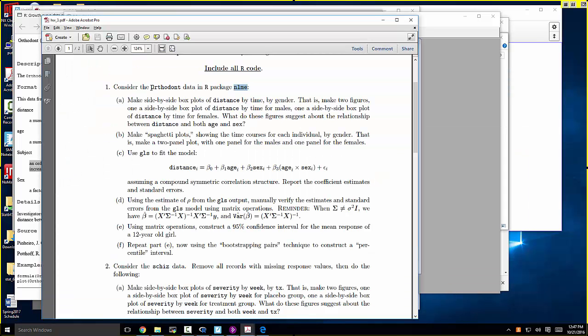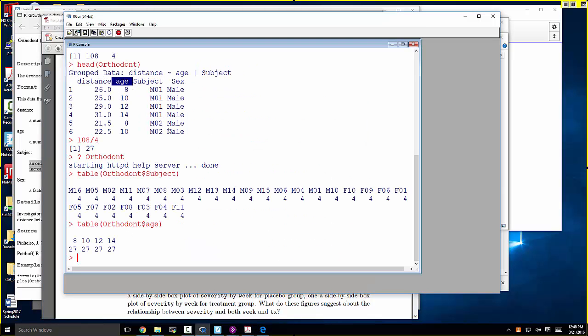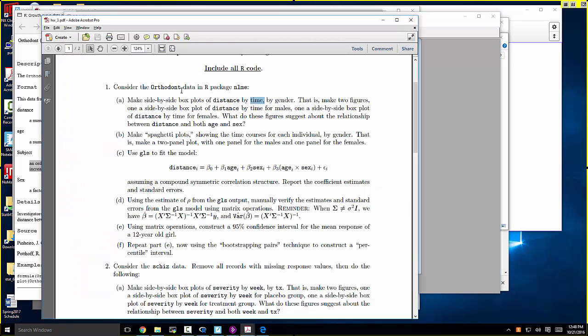All right, so for these data, do some exploratory stuff first. That's my recommended first step when you have a data set, is look at it. Do exploratory things. So I'm going to ask you to do some side-by-side box plots, distance by time, and by, when I said time, what I really meant was age. So by time, I mean age. Show me side-by-side box plots of distance by time, and give me a picture for males and a separate picture for females. Then comment. What do they tell you?